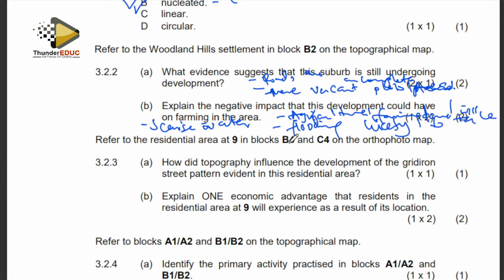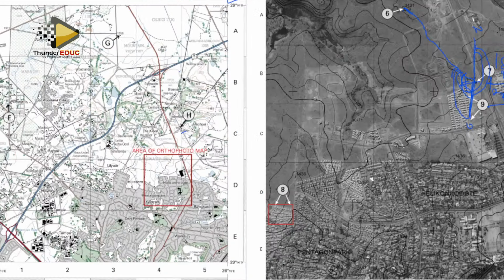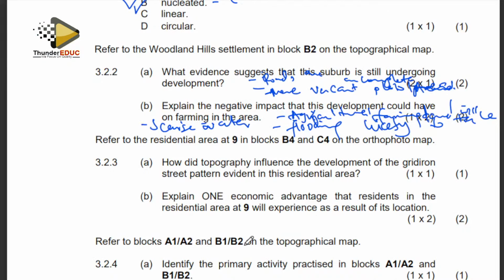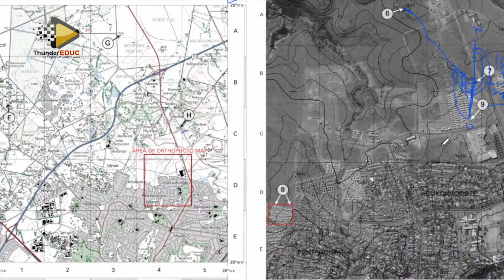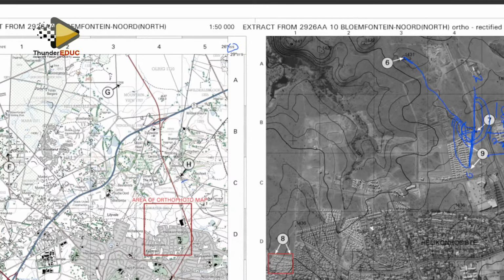And in fact, the residential area in block B4 and C4, let's see which map is used on the orthophoto. B4 and C4 on the orthophoto. B4, that means this area here, and C4, this area. So we are looking at this area strictly here. Let me first take these things out here so that we can be in a position to see. Okay, they want us to refer to this area here.